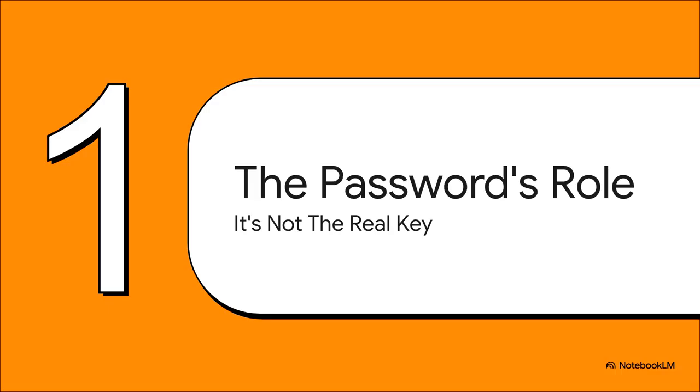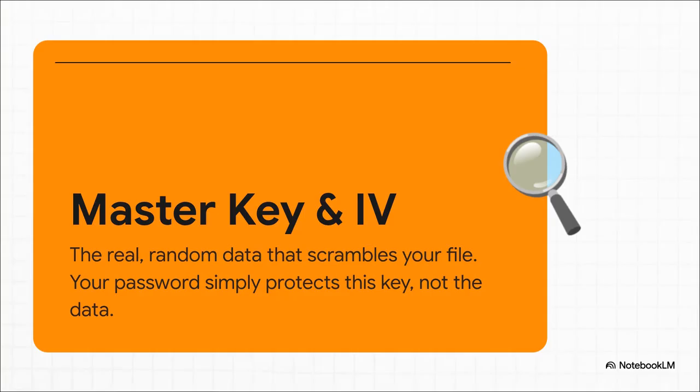The password isn't the key. Seriously, when you use a standard encryption tool, it's not taking your password and using it to encrypt the file. No. Instead, it generates this completely random, super unpredictable master key to do all the heavy lifting. And this is such a critical distinction to make. You've got the master key and something called an initialization vector, or IV. These two are the real MVPs here. They're these long, messy strings of random data, and they're the ones doing the actual complex scrambling of your file. Your password, the one you remember, it's just the lock on the box that holds these two keys.